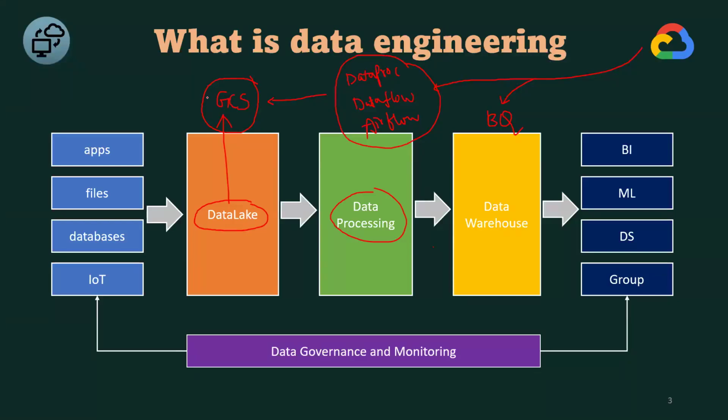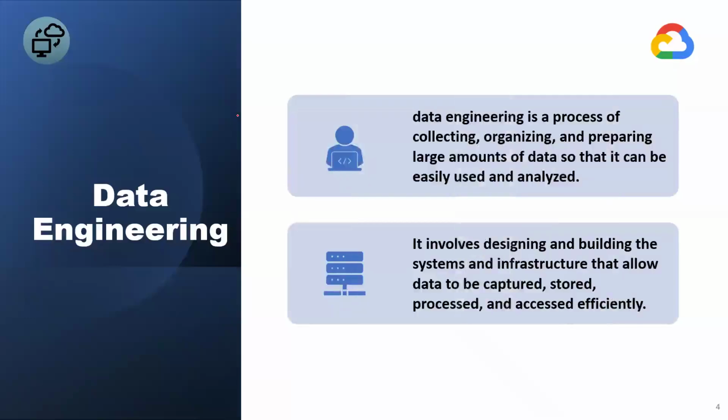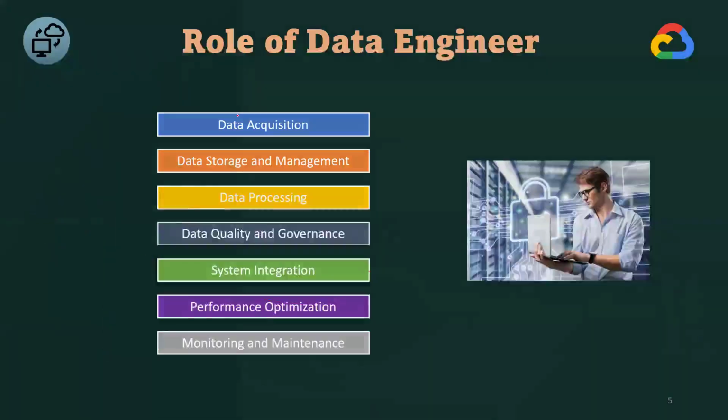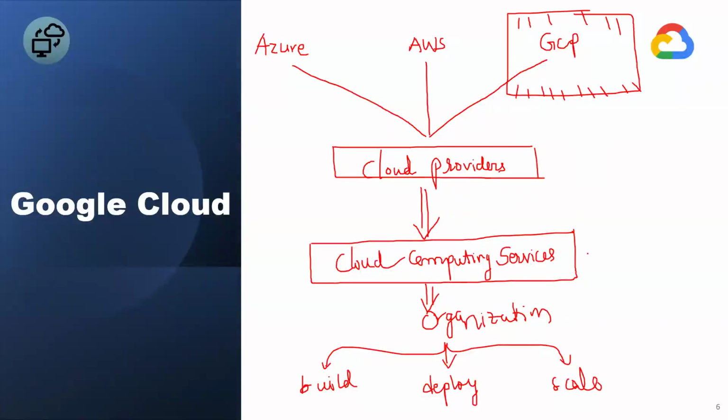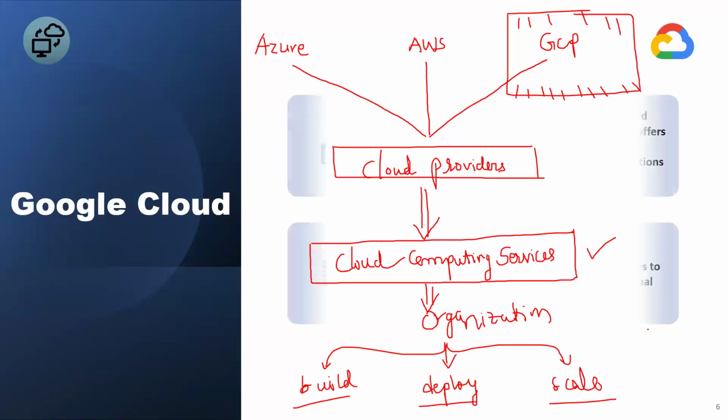For example, today you have stored some 100 GB of data. Tomorrow you want to store some 1000 GB of data. You can scale up and down as per your requirement. So this is what Google Cloud Platform is, sir. Google Cloud Platform is one of the leading cloud providers. They provide you the cloud computing services. These services are very useful for the organizations to build, deploy, and scale the applications and services in the cloud platform. So that is what Google Cloud is.